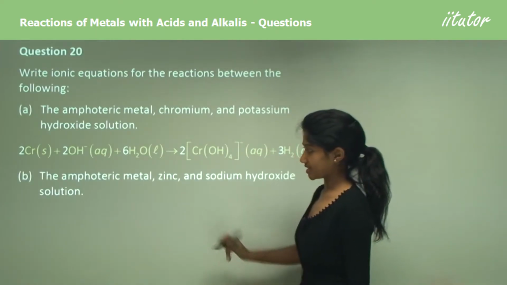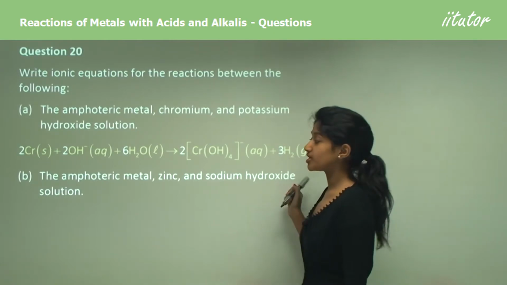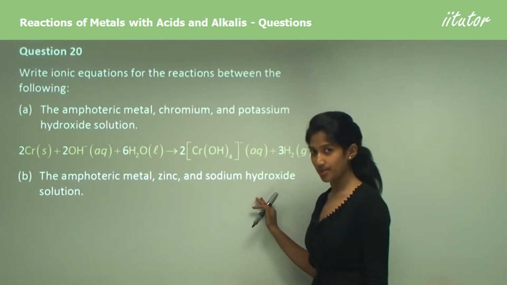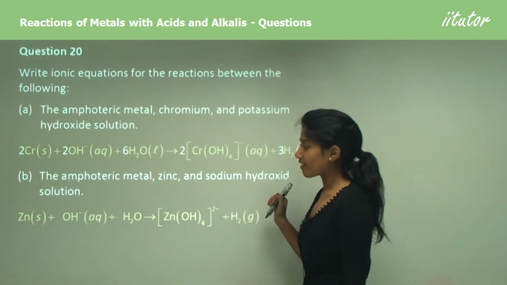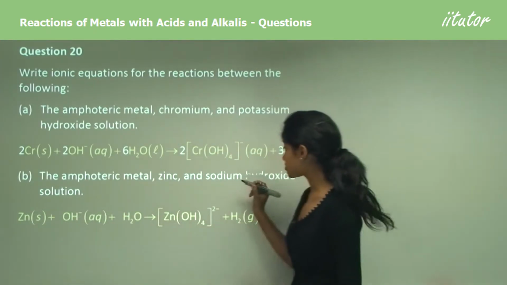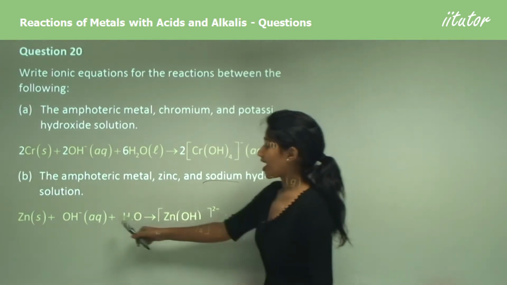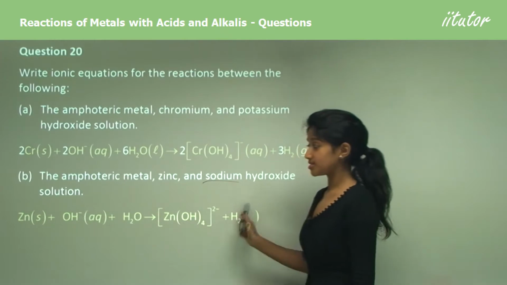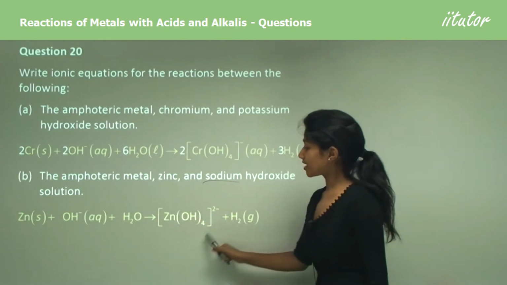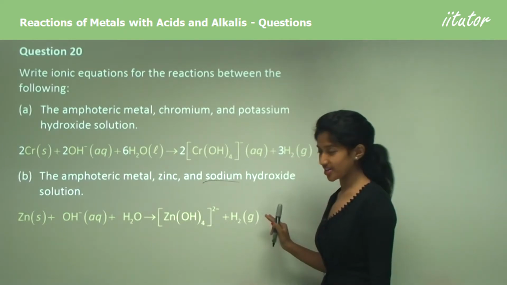Now part B, it says the amphoteric metal zinc and the solution of sodium hydroxide. Now sodium hydroxide is a base. So we have zinc reacting with the OH ions from the sodium hydroxide, because the sodium is a spectator ion. It gets cancelled out. And there's going to be water present because it's in solution, giving us our zincate ion, which is 2-, and our hydrogen gas.